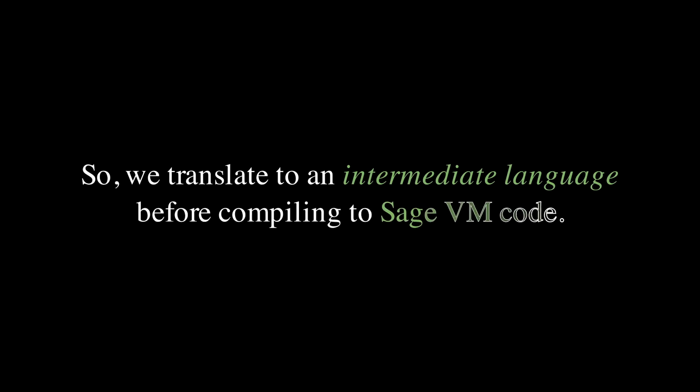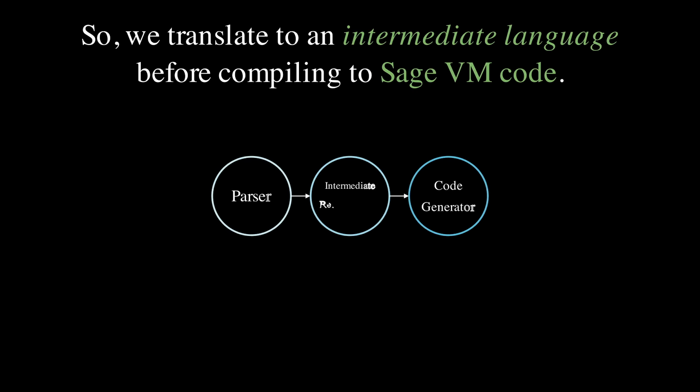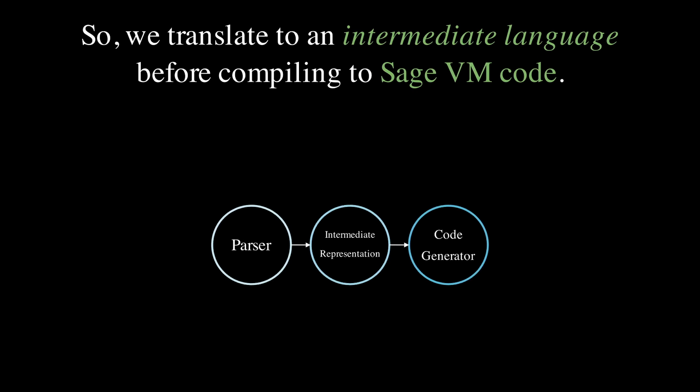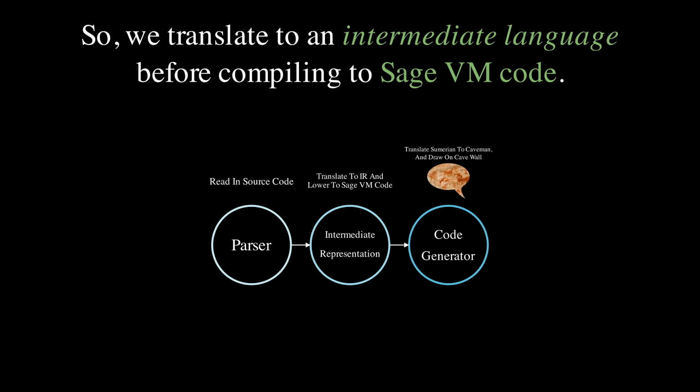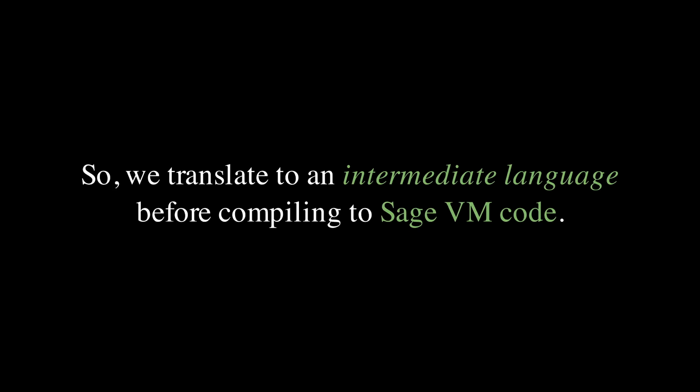As we discussed previously, it's difficult to translate source code directly into a low-level target language. Instead, we translate to an intermediate language before even compiling to Sage VM code. This intermediate language is called Sage Assembly, or Sage IR, short for Sage Intermediate Representation. First, our parser reads in the source code. Then we go through some translation steps to lower to Sage IR and then to Sage VM code. Finally, we can lower Sage VM code to our desired target language, such as x86-64 assembly. So, without further ado, let's talk about the IR.